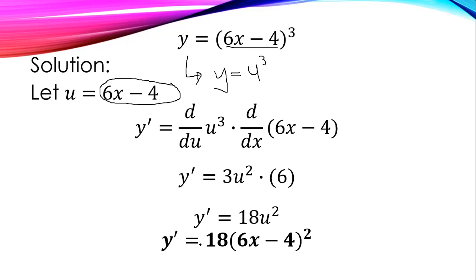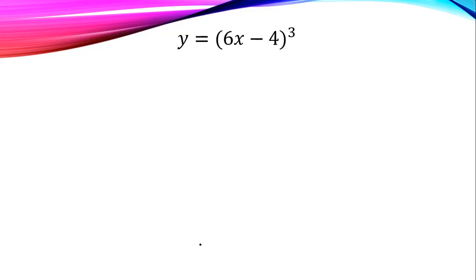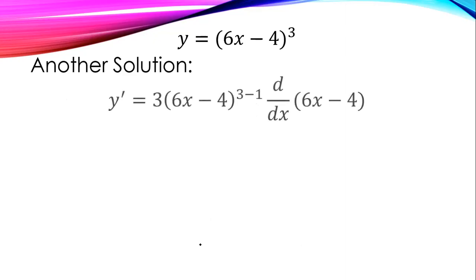Instead of expanding this, instead of multiplying 6x minus 4 to itself 3 times, we can use the chain rule para mas madalian tayong isolve yung derivative nito. So let's have another solution for this. Same given, pero another solution. So instead of letting u be equal to its inner function, ang gagawin natin is to put down 3. Itong 3 na to, binaba natin. Ibababa natin siya. So magiging 3 multiplied by the quantity 6x minus 4 and then subtract it by 1.